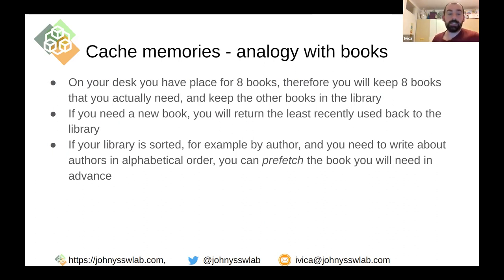If your library is sorted, for example, by author, and you know the data pattern, so you know which next book you will be using, you can prefetch it. For example, if you're writing about a topic according to the author name, you can just pick all authors that begin with A and get them on your desk. In that case, you don't need to go back to the library every time you need a new book. You can prefetch 8 books and put them on your desk. And this is the analogy with cache memories, okay?